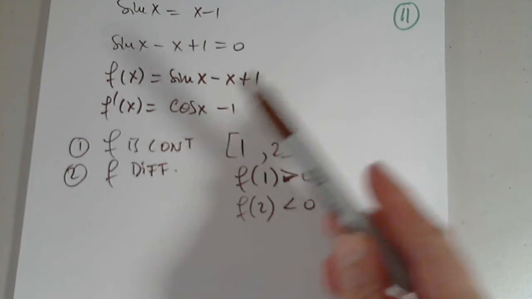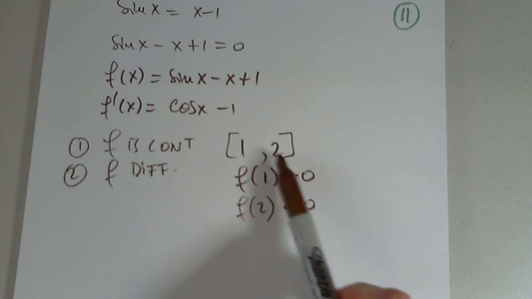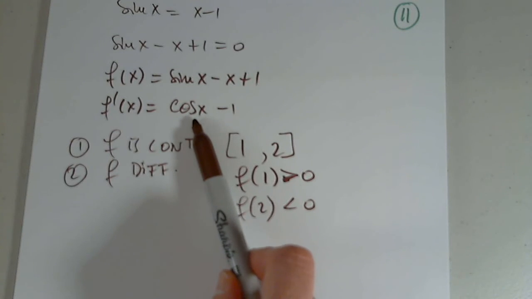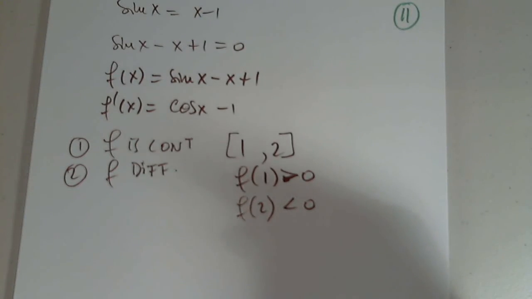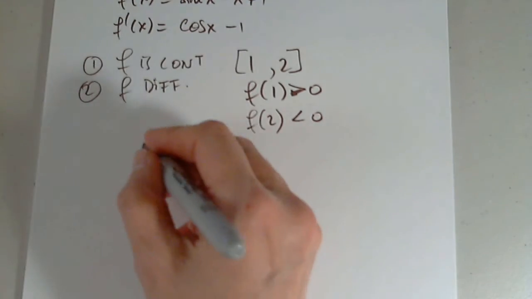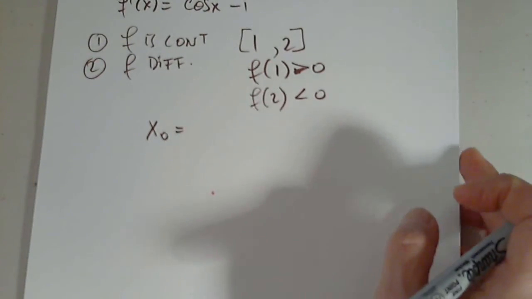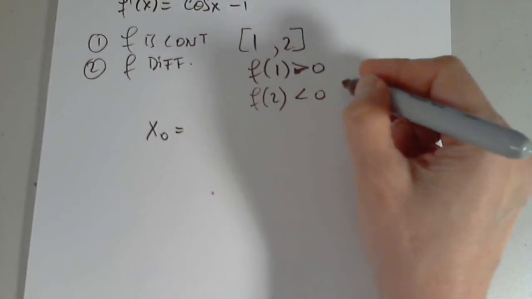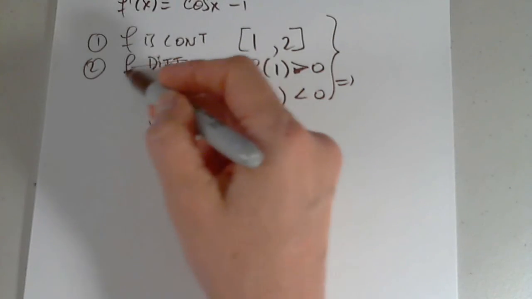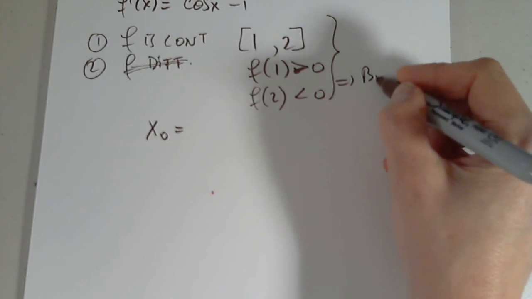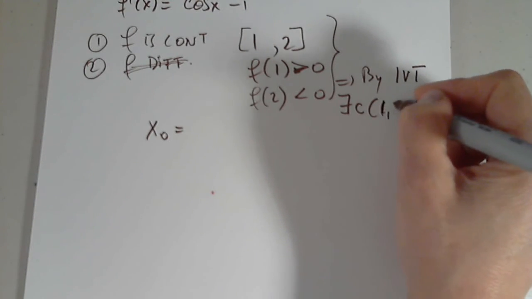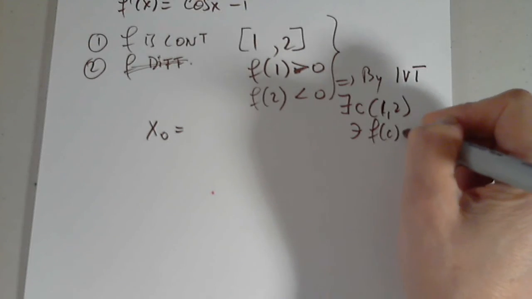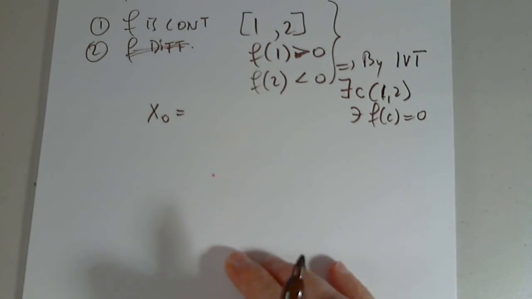It doesn't matter where I start because the derivative is not 0 at 1 and it's not 0 at 2. These are radians. Cosine 1 radian minus 1 will not be 0. Cosine 2 radians minus 1 will not be 0. So by the intermediate value theorem, there exists C in the open interval 1, 2, such that f of C is 0. And I'm looking for that.